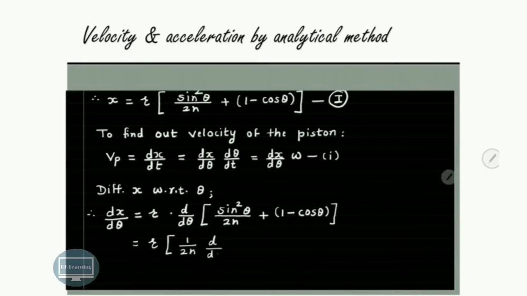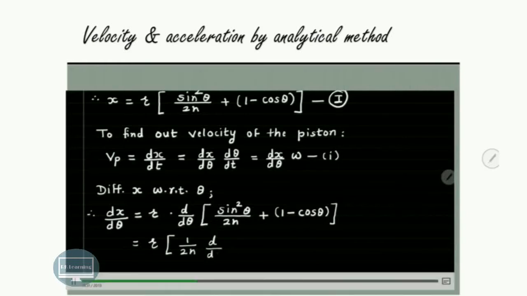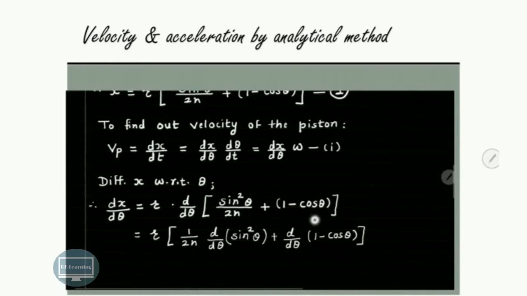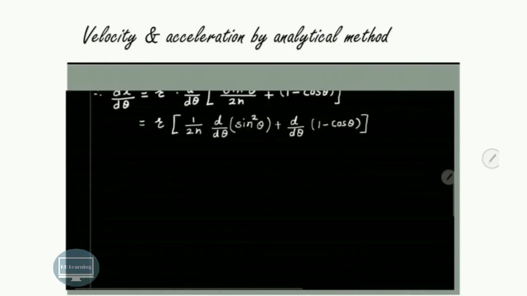So now we'll differentiate x with respect to theta. This 1 upon 2n is a constant, so it is the derivative of sine square theta plus the derivative of this particular term, that is 1 minus cos theta.